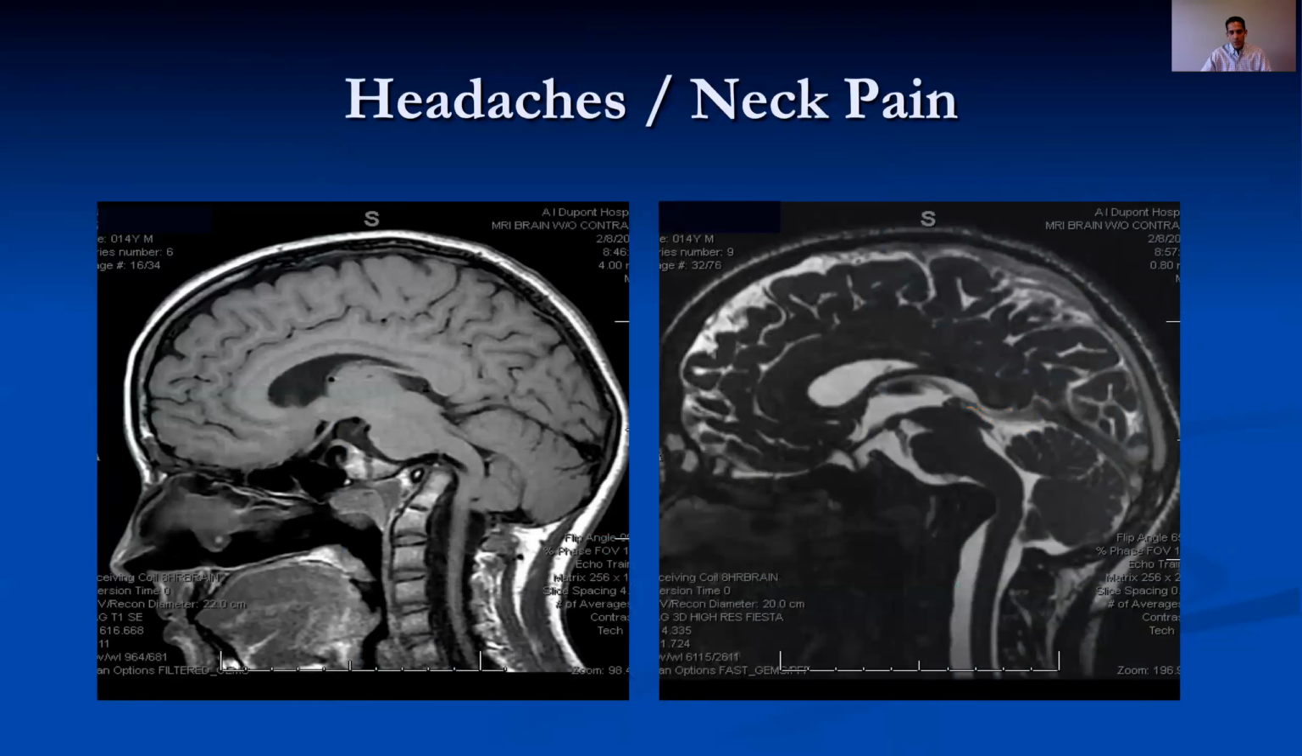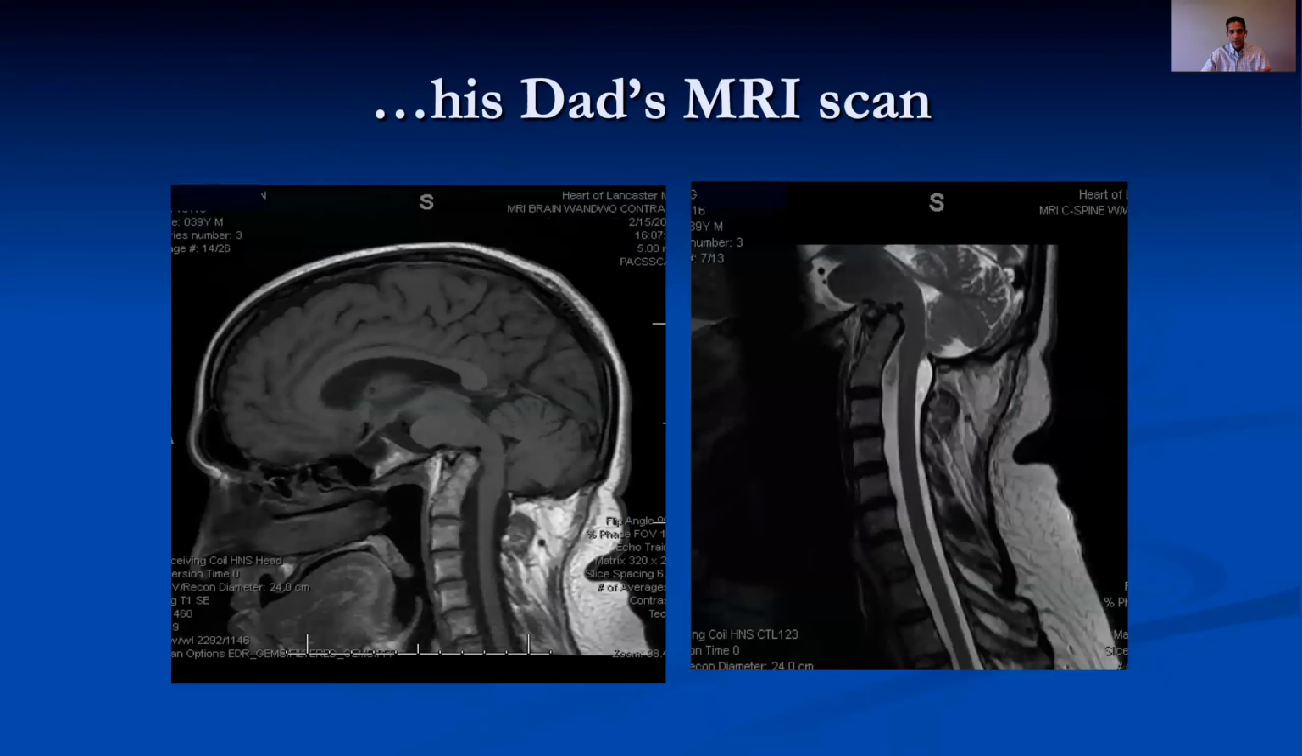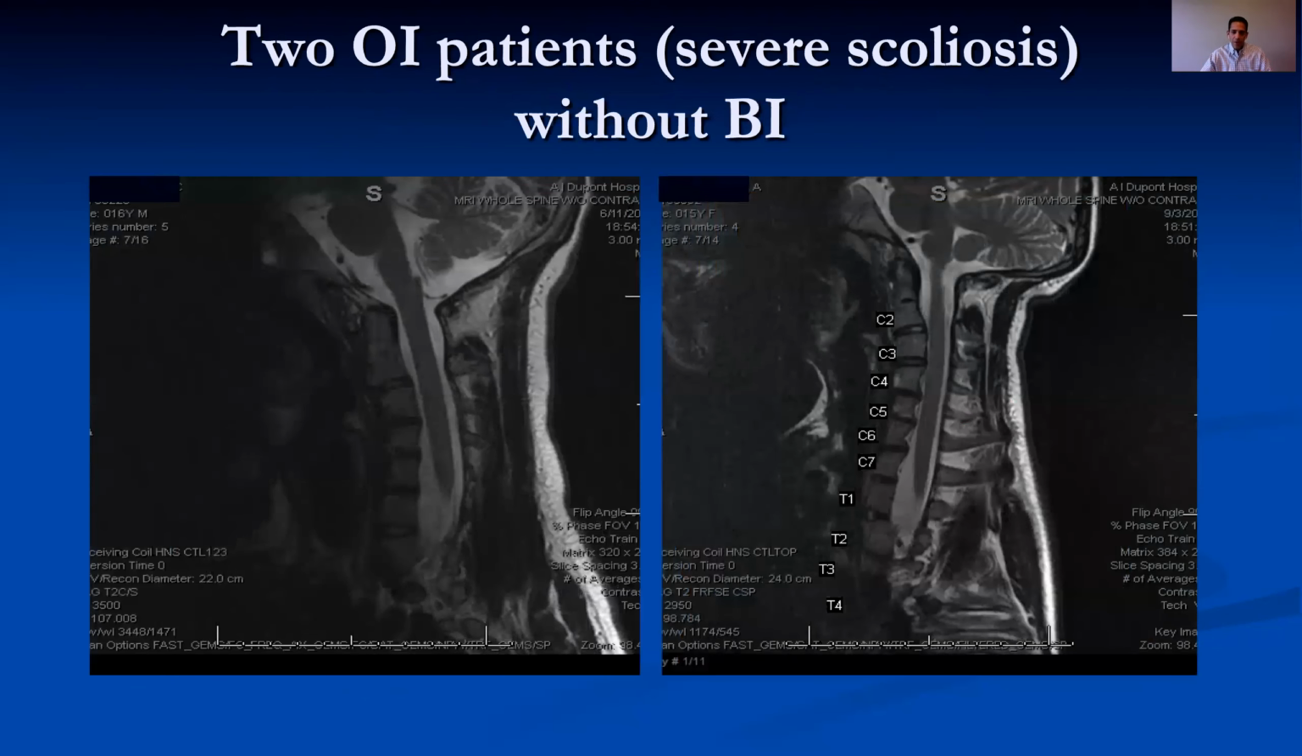So this is a patient with headaches and neck pain as his primary complaint. He had a very mild form of OI, but has very significant basilar invagination. And this is his dad's MRI scan. He had become more symptomatic as he got older, with an unsteady gait and difficulty doing fine motor control movements with his arms, and subsequently underwent surgery. Now, in contrast, these are two patients with very severe scoliosis and severe OI type 3 who don't have basilar invagination.